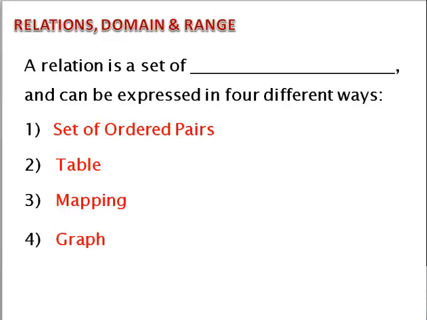We're going to talk about relations, domain, and range. The first thing is we're going to talk about what a relation is. A relation is simply a set of ordered pairs. Each one has an X and a Y. That's what an ordered pair is, okay? And they can be expressed in 4 different ways: as ordered pairs, as a table, as a mapping, and as a graph.